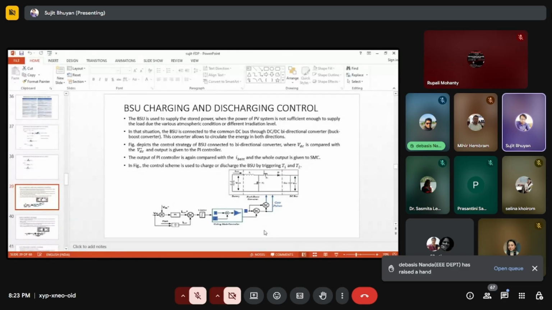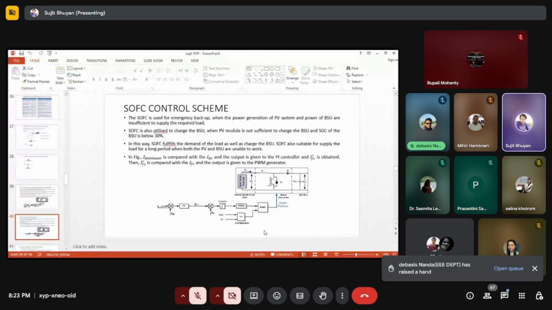And these are the things I have described previously, the control strategy. This is another control strategy for charging and discharging the battery storage unit. And this is the control strategy of SOFC.